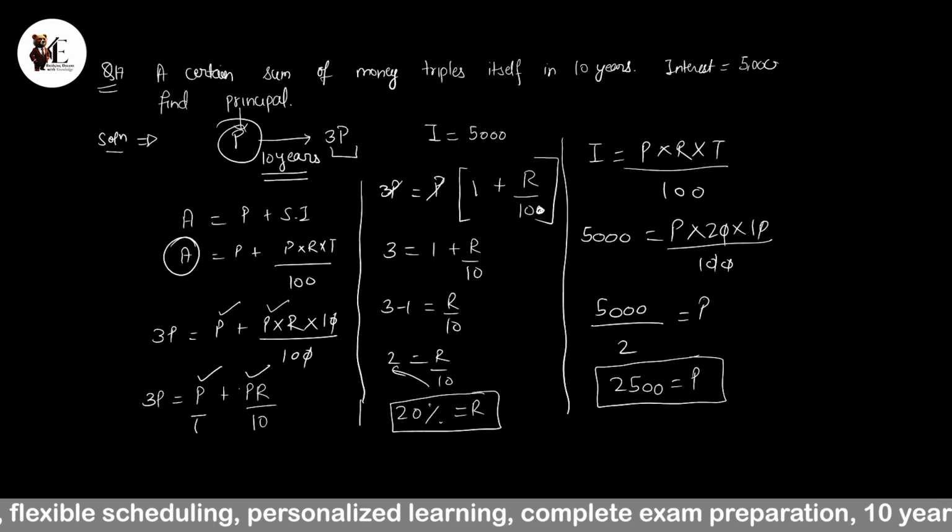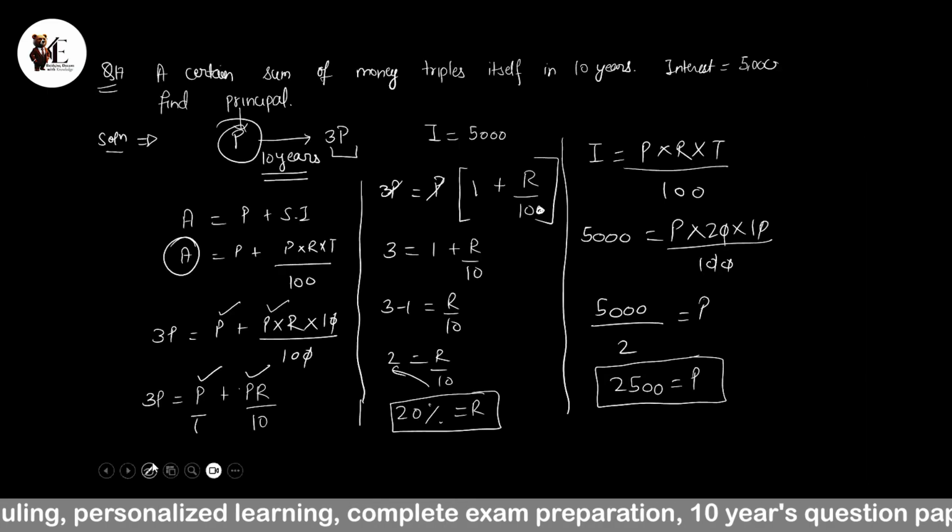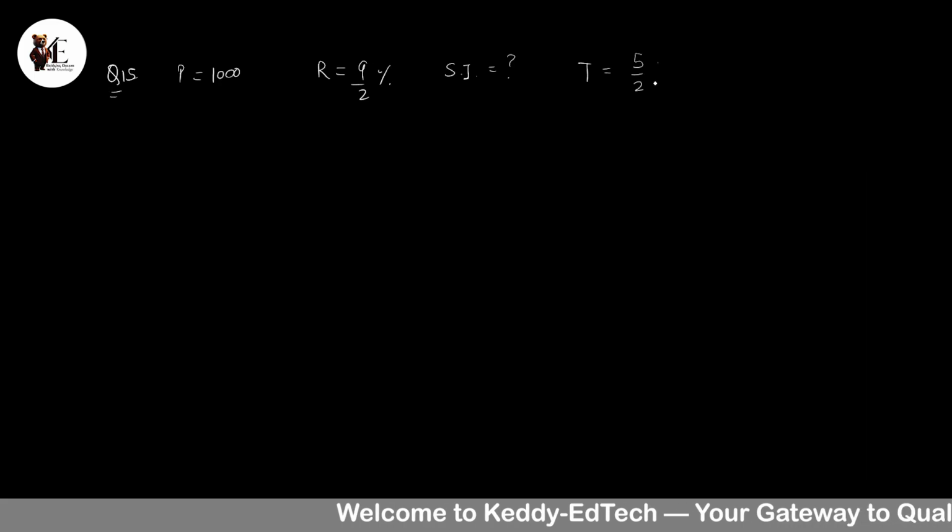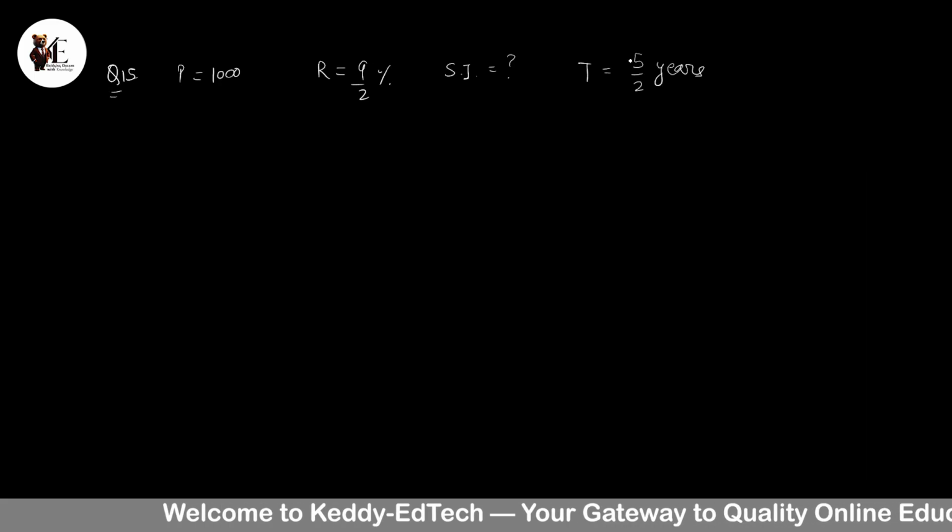And another question was question number 15, right? Yes. Question number 15. I'm writing in short what the data is given. So principal is given as 1000. Our rate of interest is given as 9/2%, or you can take 4.5. It's completely up to you. Then you have to calculate the simple interest, and time period is 5/2 years, or you can take 2.5. It's completely up to you.